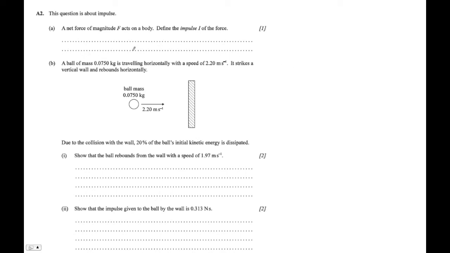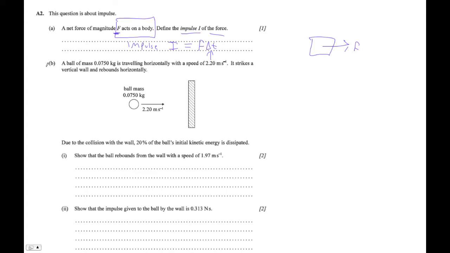Okay. So let's see. Net force of magnitude F acts on a body. Here's some force, right? Define the impulse of the force. Well, impulse, I, is equal to force times time. They've already defined the force as being the force that acts on the body. And then what you need to do is state that the time is the time which the force acts on the body. So impulse is force times time. T is the time that the force acts on the body.